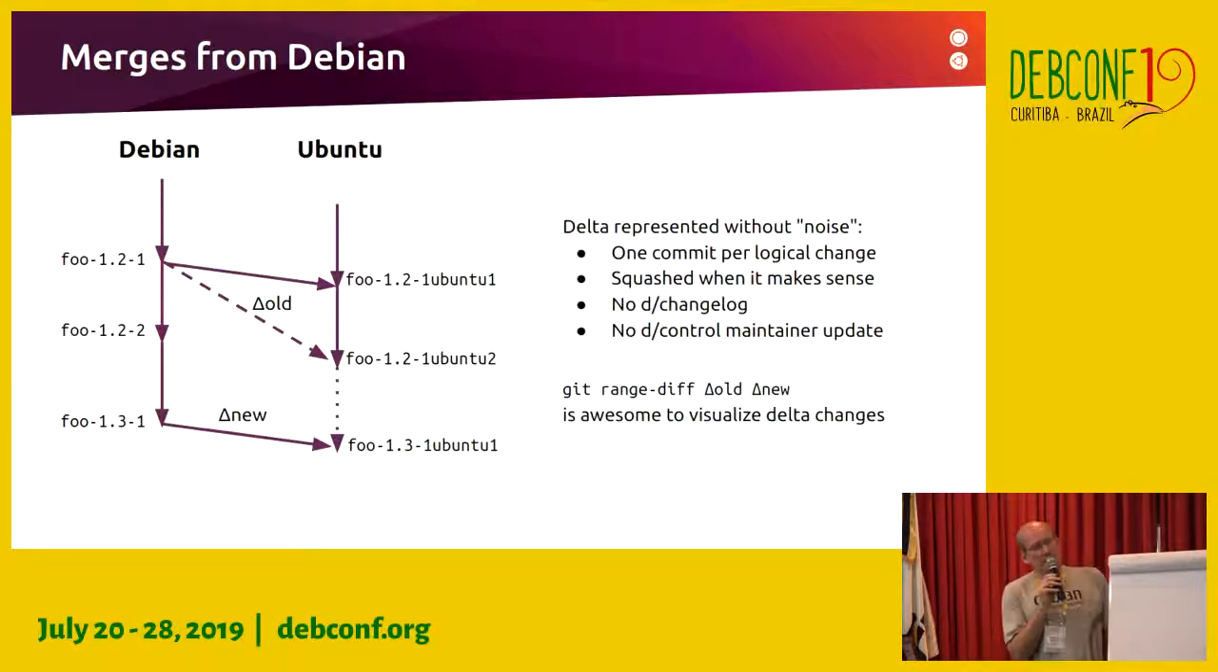And Git has a very nice tool that allows us to even inspect the changes between deltas, which is git range-diff. It's available in the latest version. And we can use that to make sure that we didn't drop anything that we didn't want to, that we only added what we really want to, or that we kept the delta as it was.